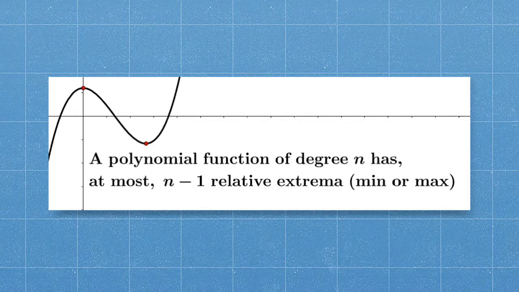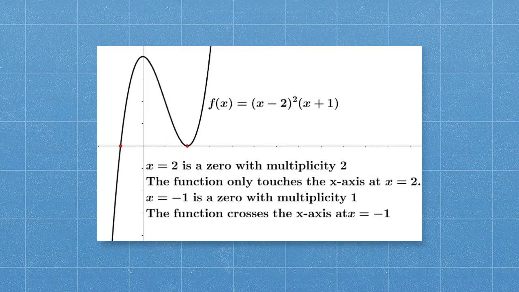In addition to having at most n zeros for a polynomial with degree n, a polynomial will also have at most n minus 1 possible extrema. That's referring to any minima or maxima of the function. Here's an example of a polynomial function that has two zeros. It has a 0 when x is equal to 2, and also a 0 when x is equal to negative 1.